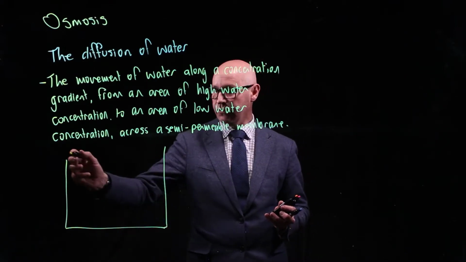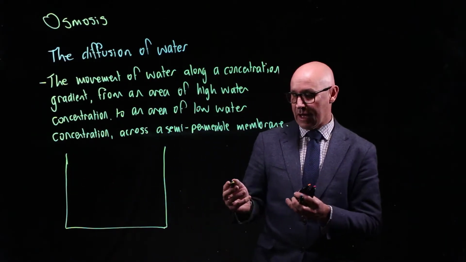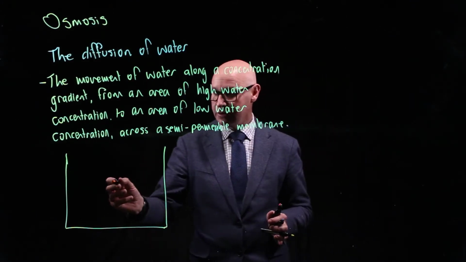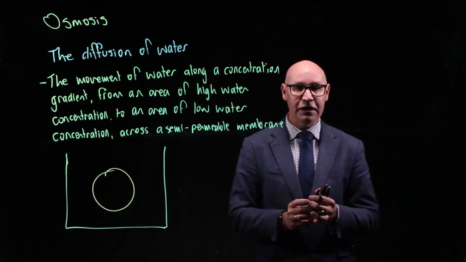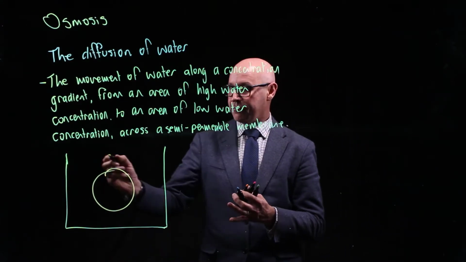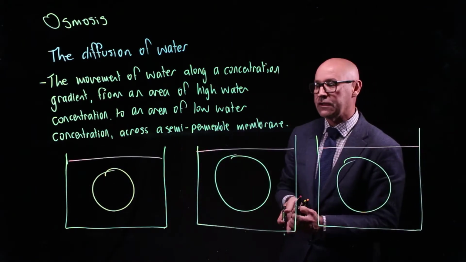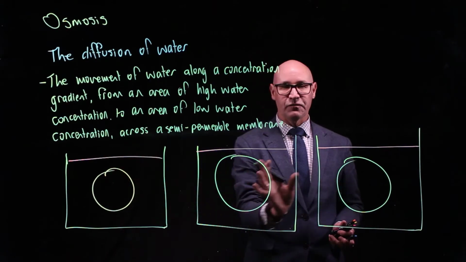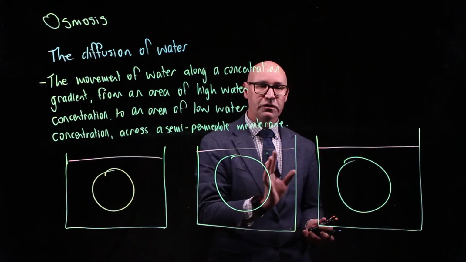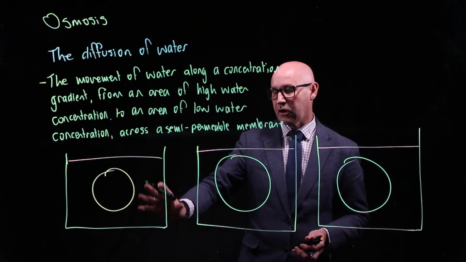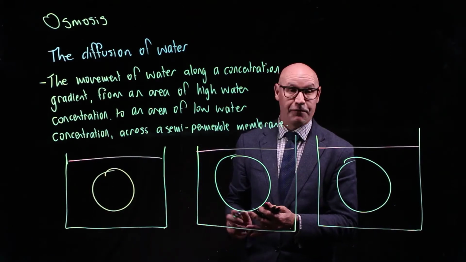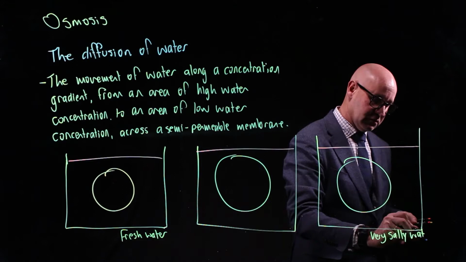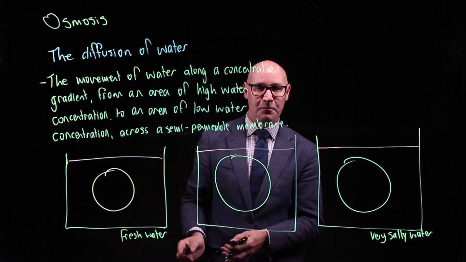We're going to use the scenario of a slice of potato in a beaker of water. And we're going to have three scenarios. So here's our three scenarios. We have got potato slice in beakers of water. And in those beakers of water we've got different amounts of salt. So on this side we have got fresh water. On this side we've got very, very salty water. I'll tell you more about the middle one in a moment.